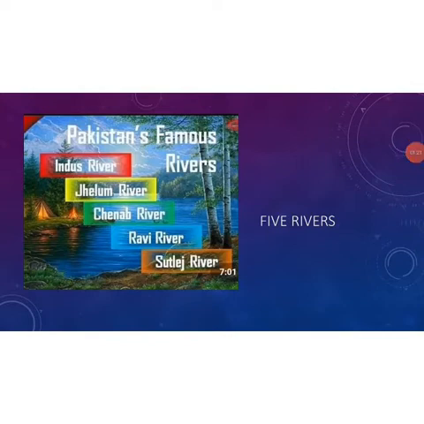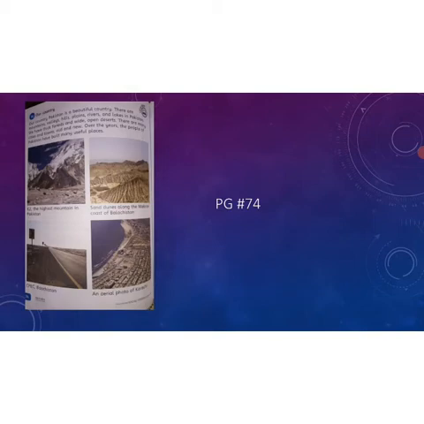Our country has 5 rivers. What is the name of our rivers? Indus River, Jhelum, Chenab, Ravi and Satluj. Now open your book, page number 74. Write date and day.